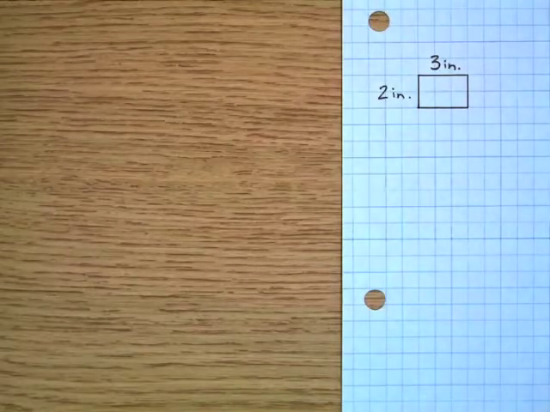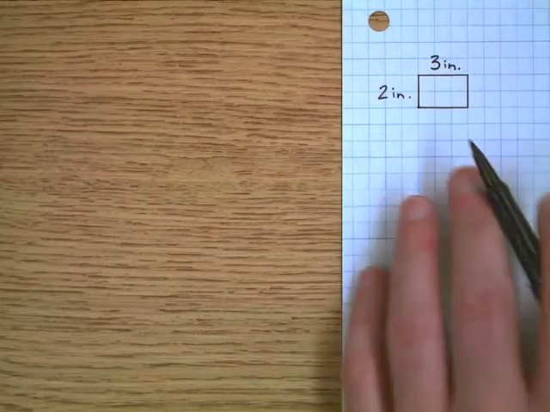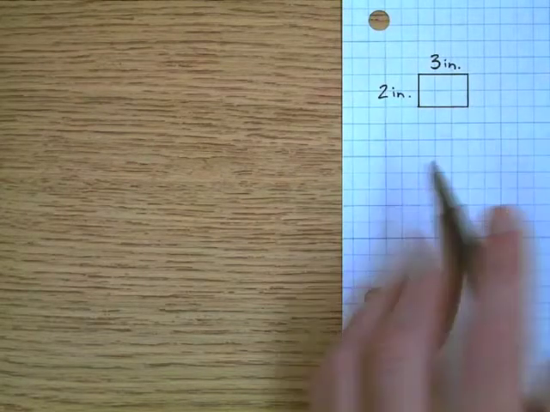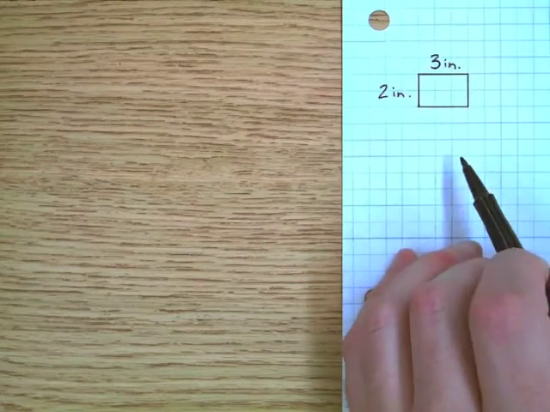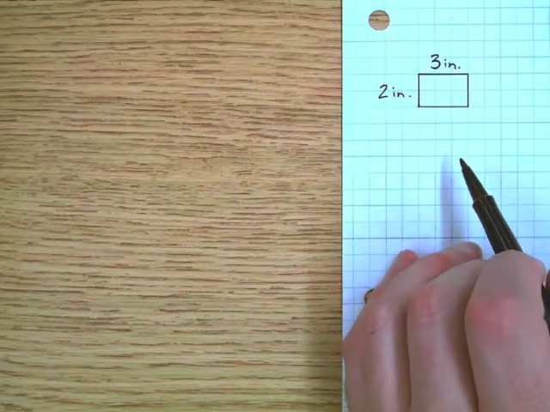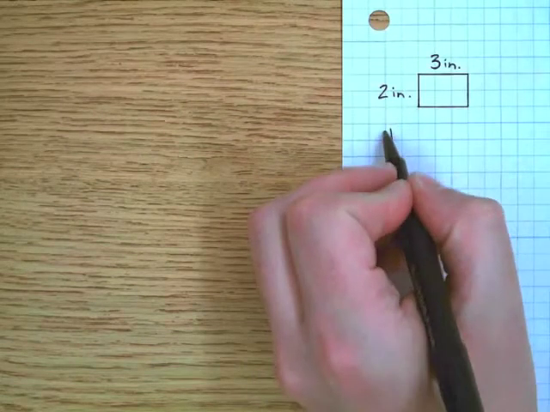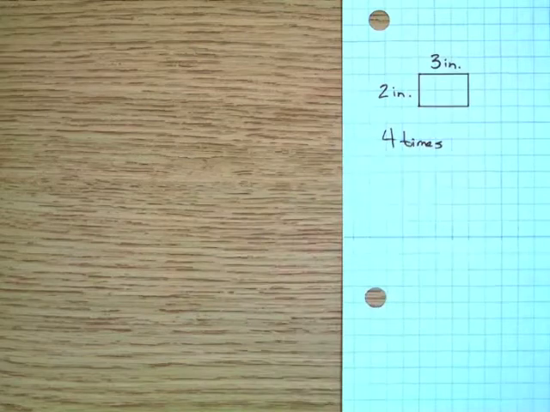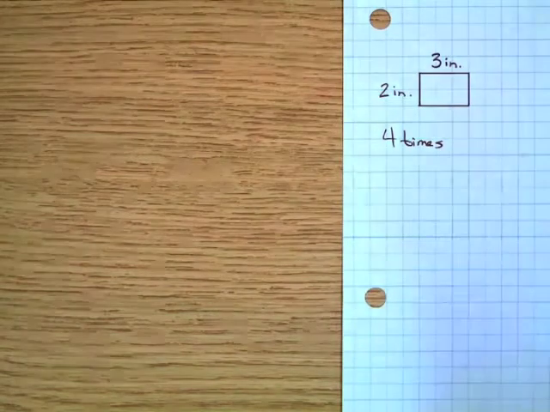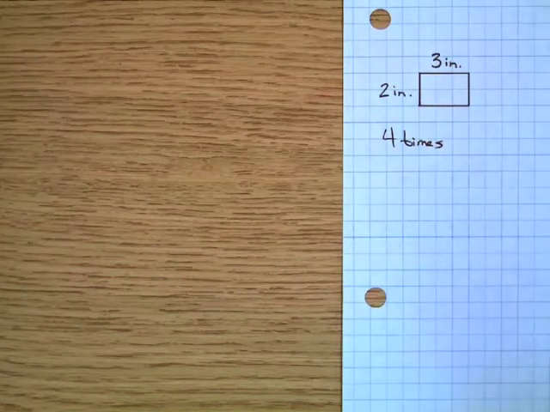Lesson 10-4, Example 2. Our objective is learning to make a model to explore how area and perimeter are affected by changes in the dimensions of a figure. So here we have a rectangle with dimensions of 3 inches and 2 inches. Let's say we want to draw a rectangle whose dimensions are 4 times the dimensions of this rectangle right here. Then we want to find out how the perimeter and the area change.